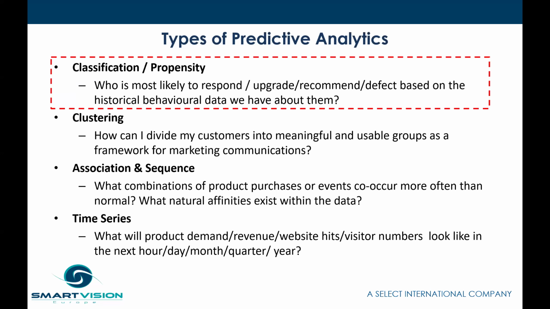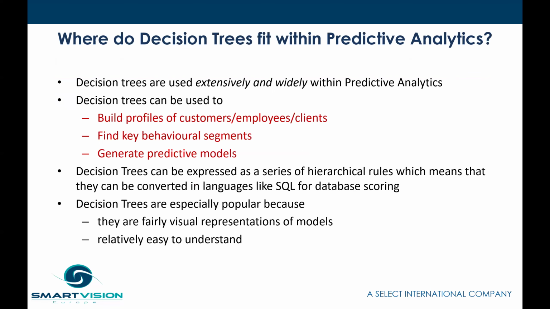But within the world of data science and predictive analytics, it tends to be associated with classification modeling, prediction, propensity, as opposed to things like cluster analysis, association analysis, sequence analysis or forecasting like time series analysis. So decision trees are used extensively and widely within data science and predictive analytics.